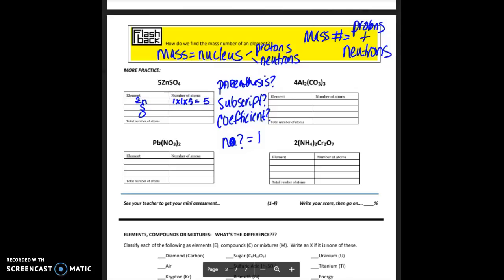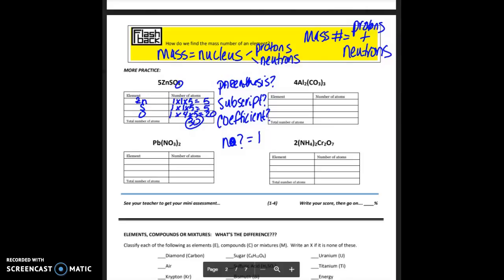Second one, S, does it have parentheses? No. Does it have a subscript? No. Does it have a coefficient? Yes, giving us 5 atoms of sulfur in that compound. Last one is oxygen, parentheses, no. Subscript, yes, it has a subscript of 4. Coefficient, yes, it's 5. What's 1 times 4 times 5? It is 20. So the total number of atoms is 5 plus 5 plus 20, giving us a total of 30 atoms. Okay, the second one over here, we've got 4Al2(CO3)3.